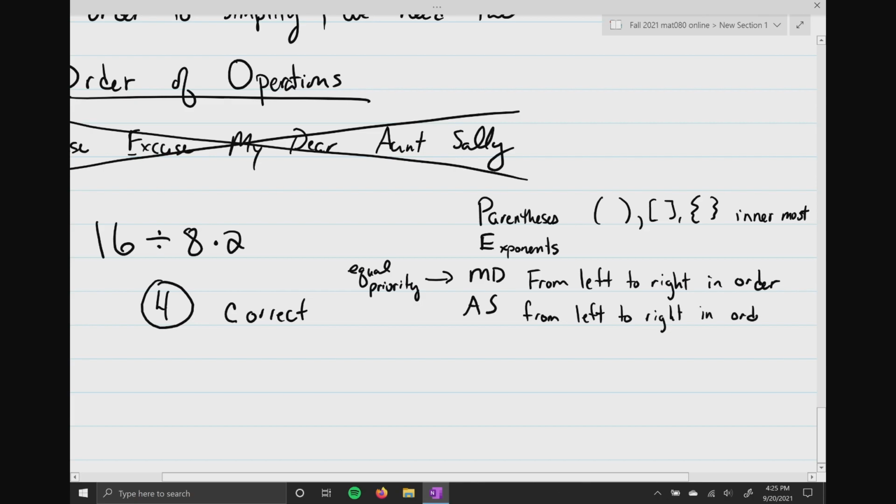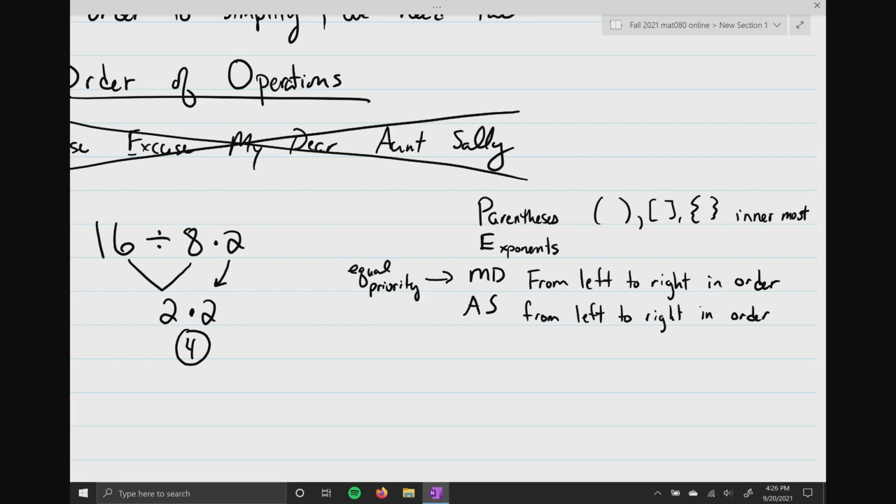So if I go over and look at the 16 divided by 8 times 2 problem that I have, well, I don't have parentheses, I don't have exponents, but I do have multiplication and division, which means I need to do them from left to right in the order that I see them. So I need to do 16 divided by 8 first, and that simplifies down into 2. Now I'm going to drop down the multiplication symbol and the second 2. And then from here, I read it again. 2 times 2 is 4. And that is how we simplify every single problem.